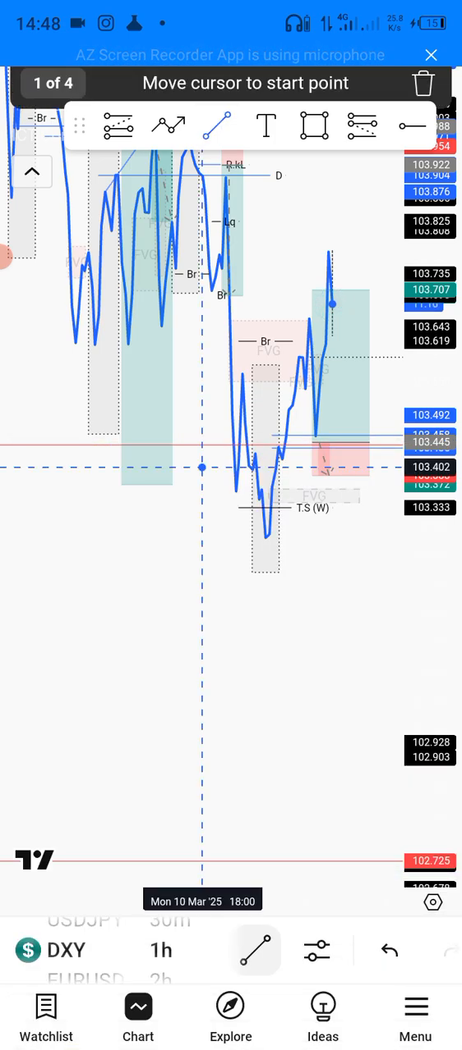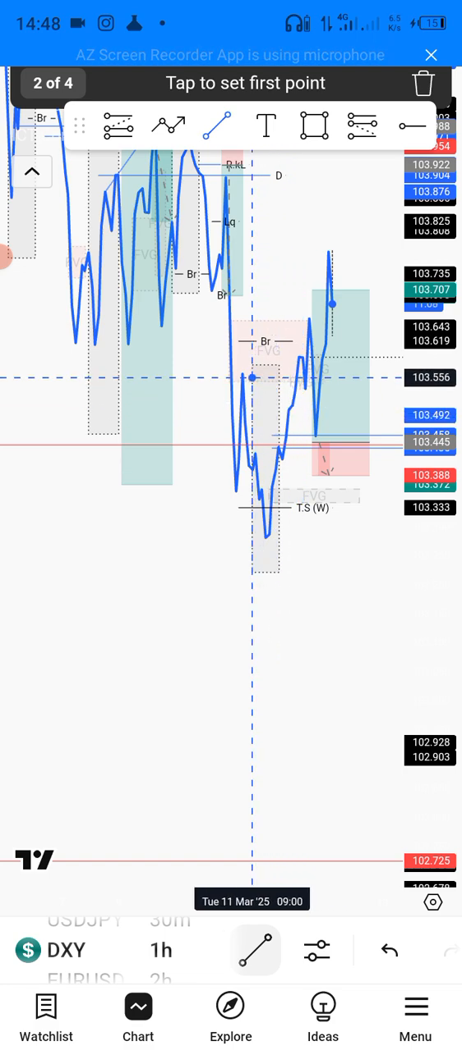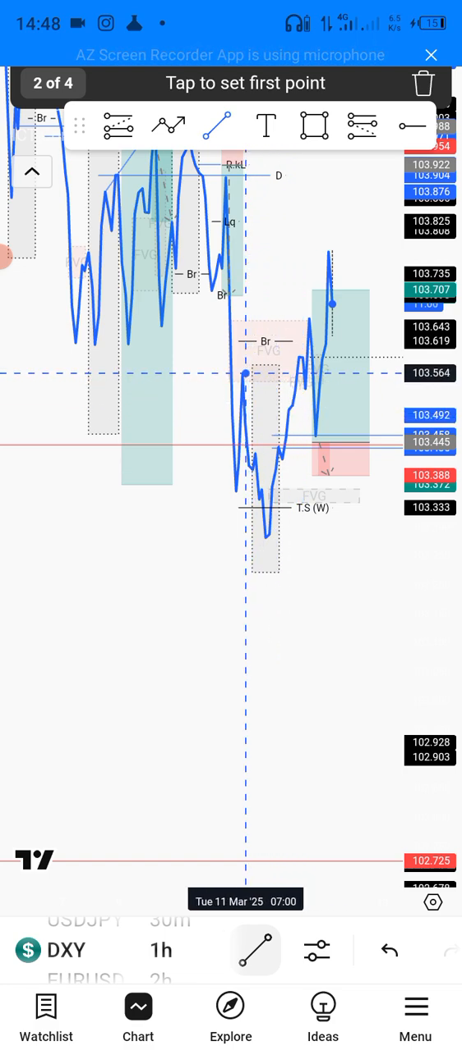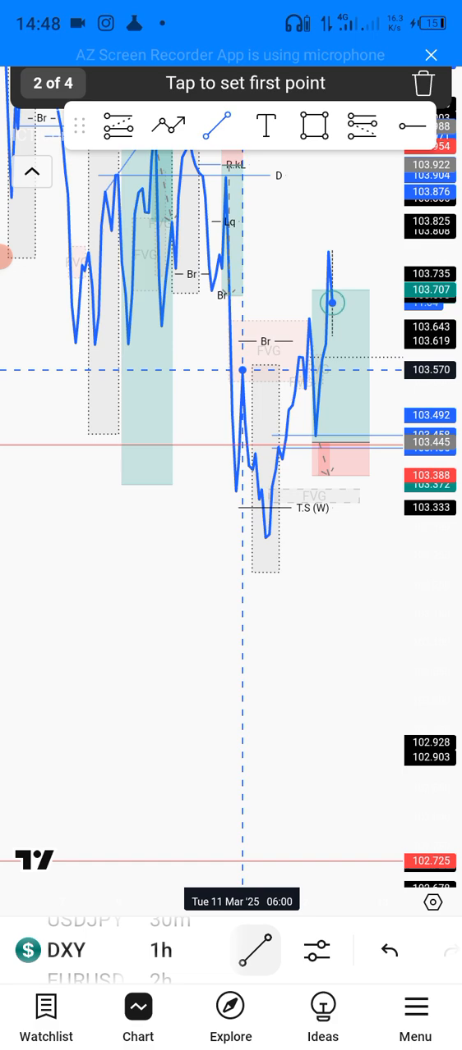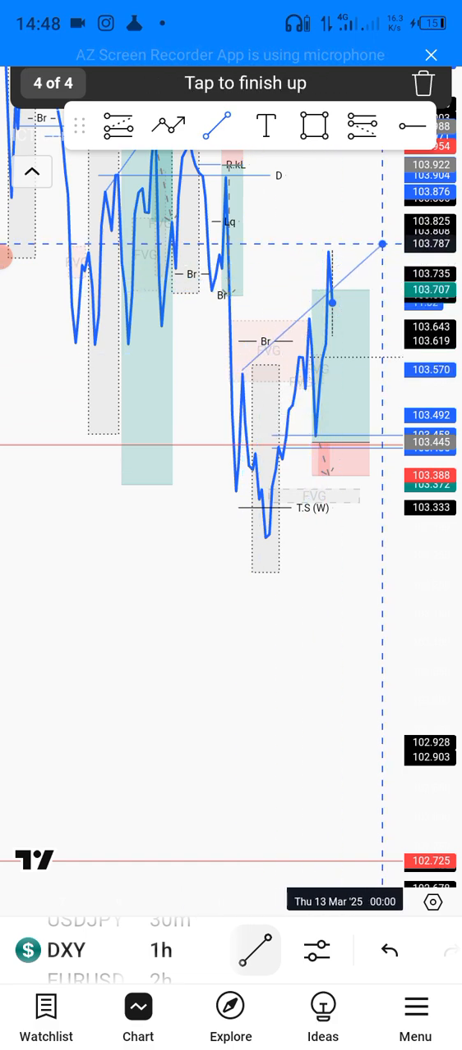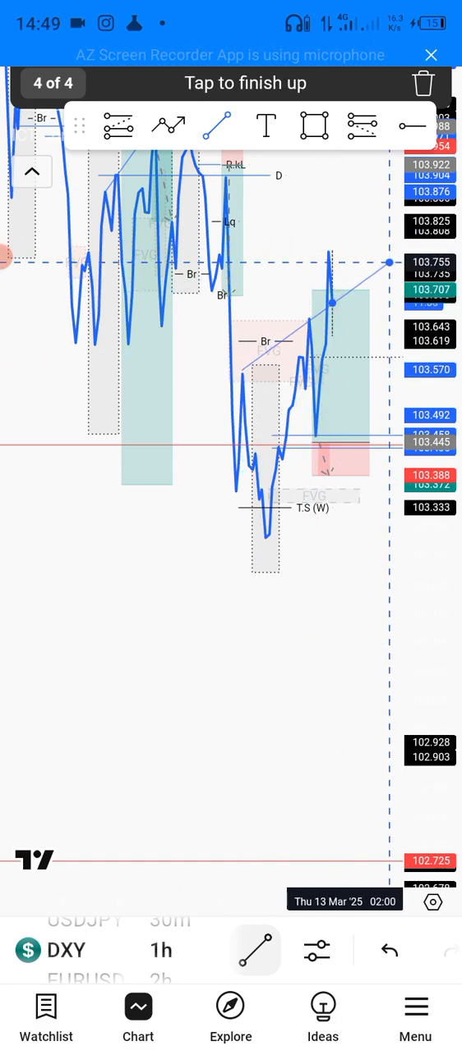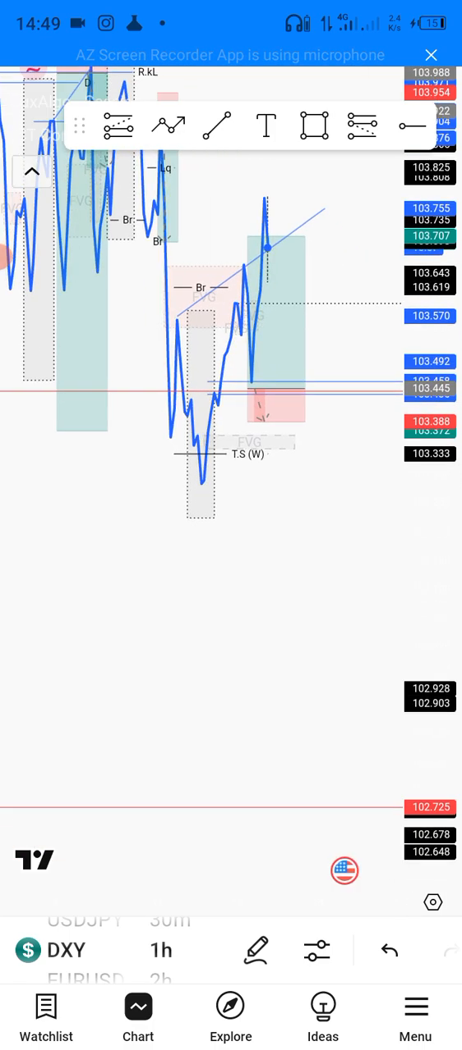I think I have another reversal here. If you look at this here, I have another reversal. So you have one here, and this is not something you get in a day. You have to practice to get it. You have one, two. Okay, I think this should be a case of break and retest. So this is a break and retest.